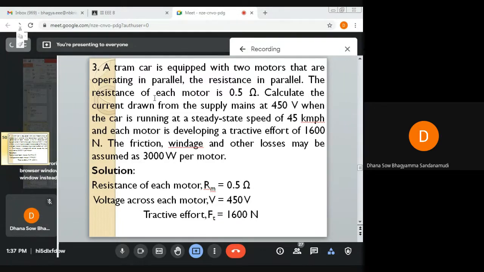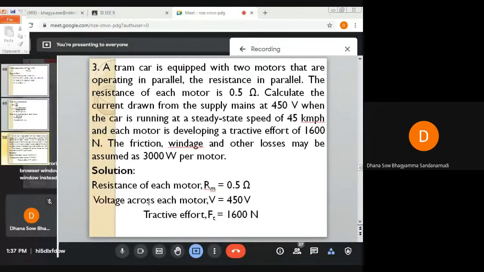So the resistance of each motor is 0.5 ohms. Here we have two motors and the resistance of each motor is 0.5 ohms. You have to calculate the current drawn from the supply mains. The supply from the mains is around 450 volts, and you have to determine the current drawn from this supply when the car is running at a steady state speed of around 45 kilometers per hour.